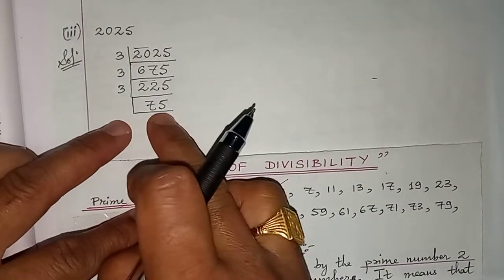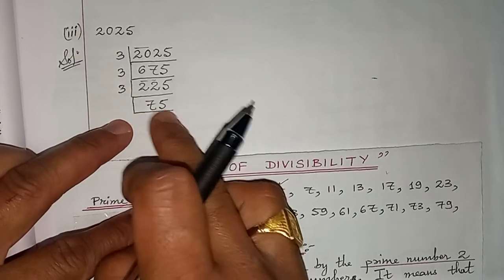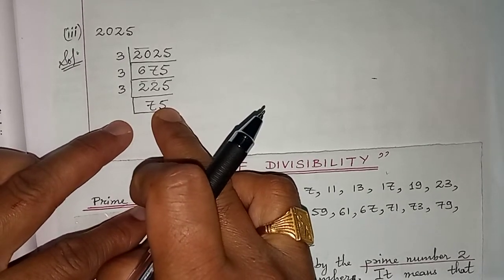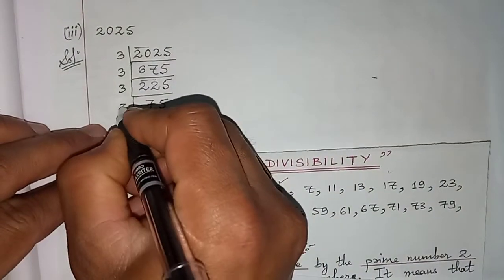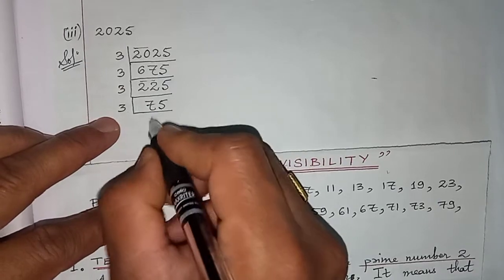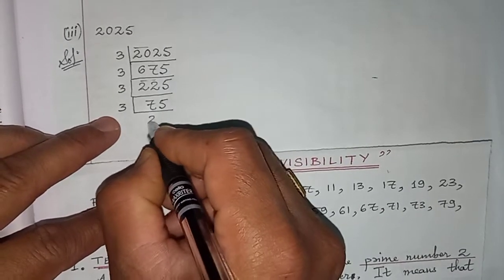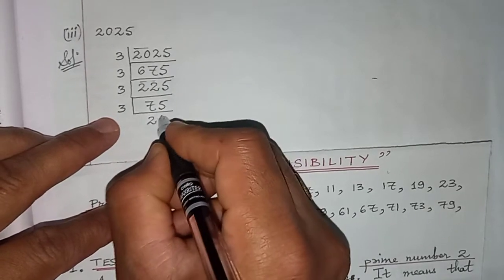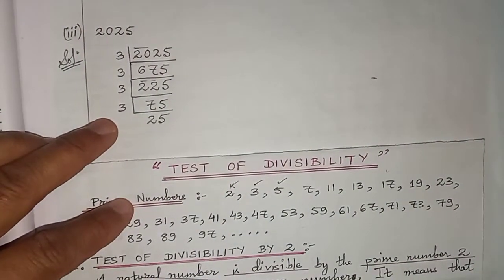Again we should try by 3. For 3, again we have to add first: 7 plus 5, 12. And 3 4s are 12. I guess we can divide by 3. So we should do it only for 7. 3 1s are 3, 3 2s are 6, 3 3s are 9, 9 is bigger. So 3 2s are 6. 7 minus 6, 1. 1 and 5, 15. 3 5s are 15. Okay.